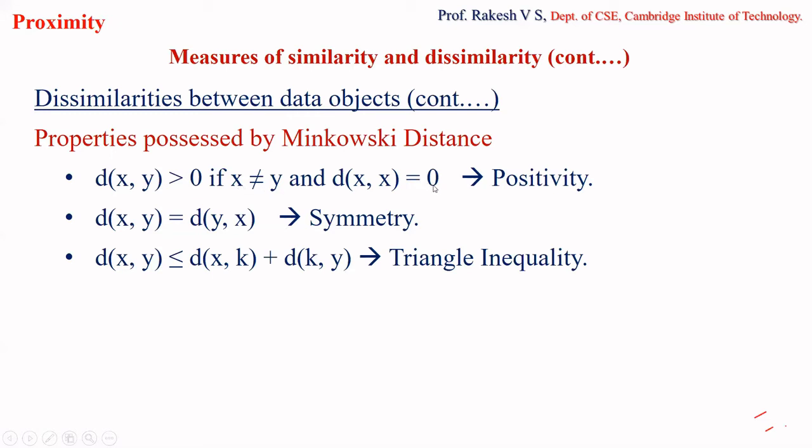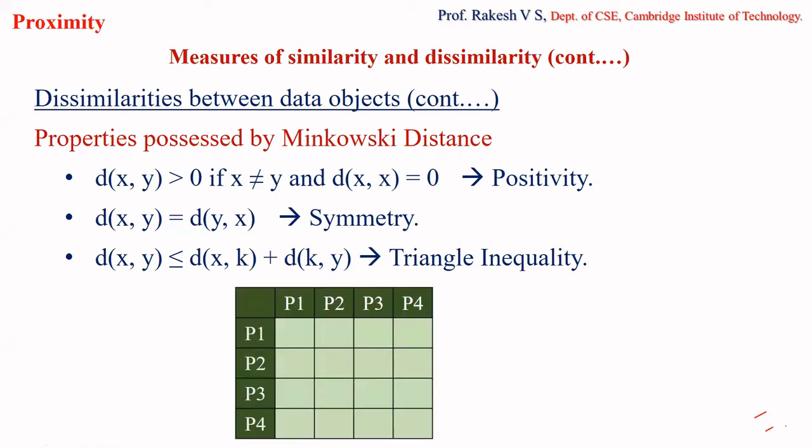We will have 0, which means in the previous example, I had considered distance between P1, P1, P2, P2, P3, P3, P4, P4. That is what positivity is. When I said symmetry, distance of x comma y is equal to distance of y comma x. That is what symmetry is. So now consider this is the distance table that we considered earlier, which has 4 points here, P1, P2, P3, P4.